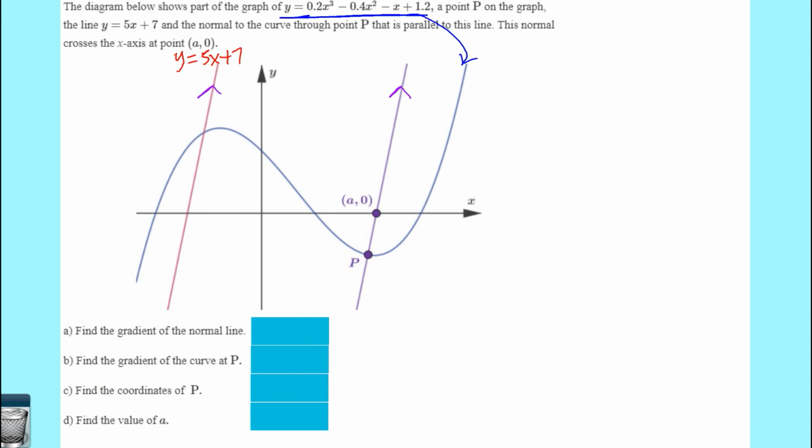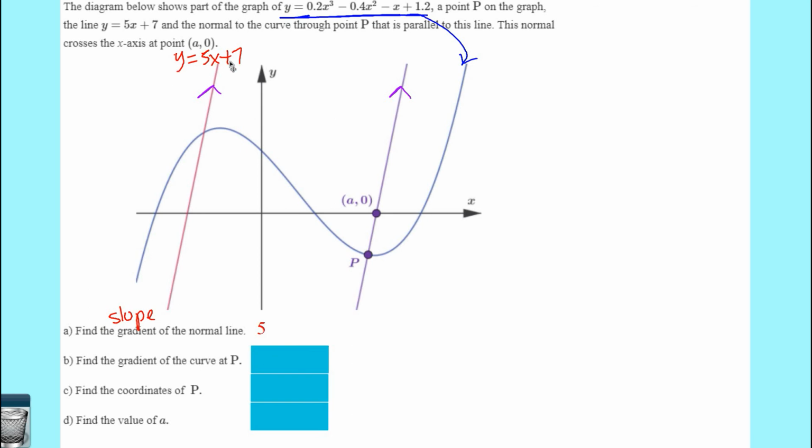Okay, so I labeled a couple things. I labeled the equations I had with the graphs, and I put that these lines were parallel. So the first thing I want to do is find the gradient of the normal line. Well, gradient is just a fancy word for slope. So the slope of the normal, well, that's this one, which is parallel to this one. The slope of that one is just 5. Yes, it is just that easy. It's the same slope. Don't overthink it. These are equal slopes because they're parallel.